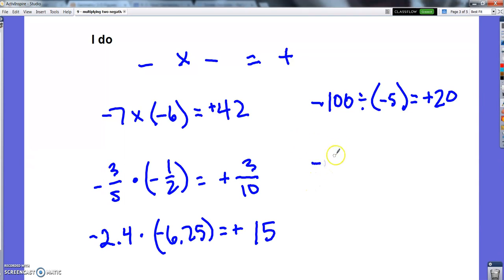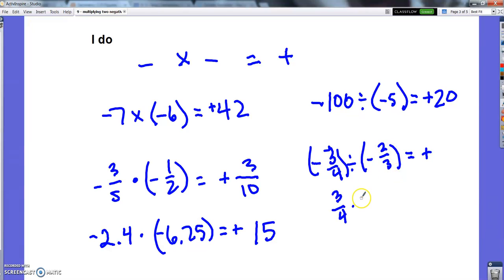Let's see, negative 3/4 divided by negative 2/3. So negative divided by a negative is going to be a positive answer. And then I just use my algorithms to find the number. That's going to be 3/4 times the reciprocal, is positive 9/8 is the answer. So negative divided by a negative gives you a positive. Negative divided by negative is a positive. I'm going to show you why.